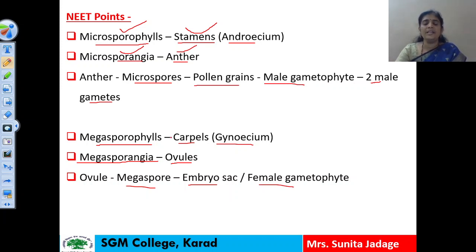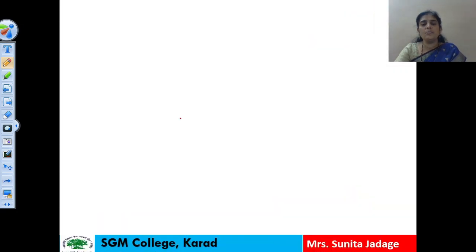So the related, similar terms are very important from the NEET examination point of view that we have seen. Okay, so this is all about the development of the female gametophyte.